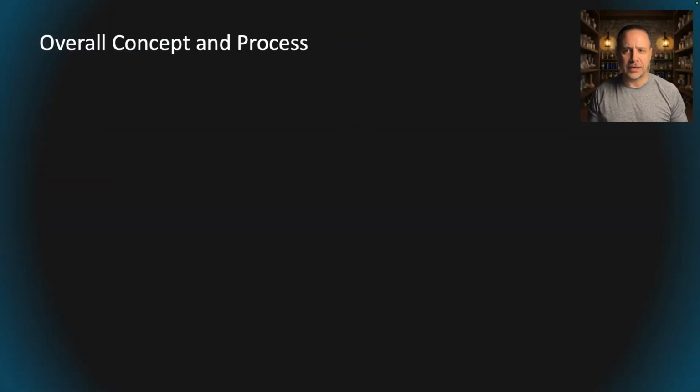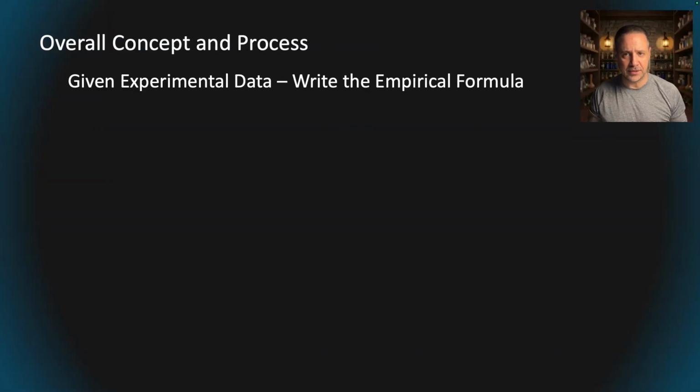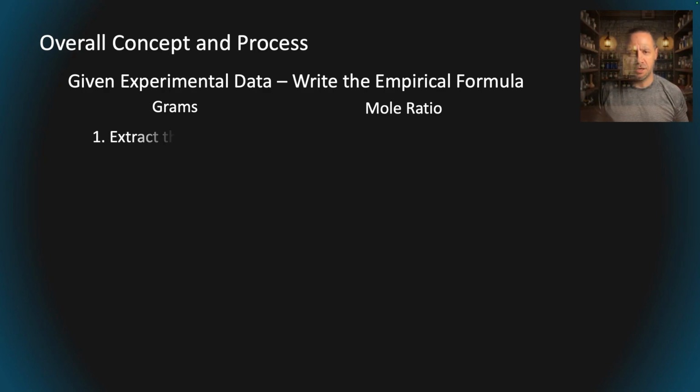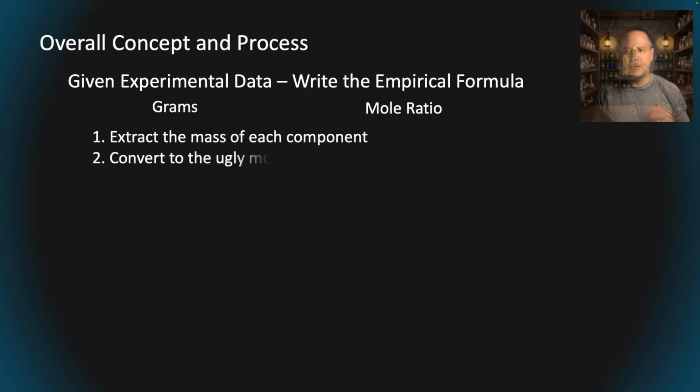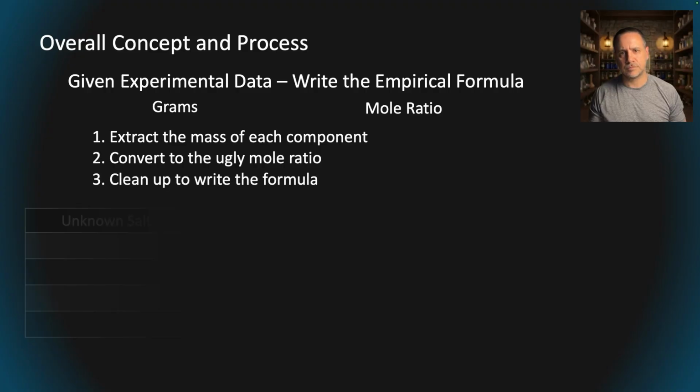Each question will likely provide you with experimental data and ask you to write the empirical formula for the compound. The data is typically measured in grams. Then, to write the empirical formula, you need the mole ratio of the components. Make sure you learn how to apply these 3 main steps to a variety of different compound types: data extraction, converting to the ugly mole ratio, then dividing by the least to clean it up.